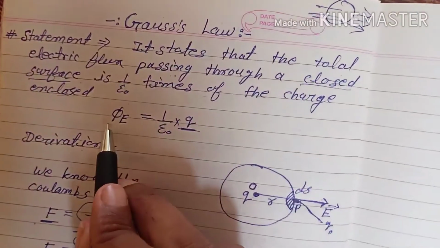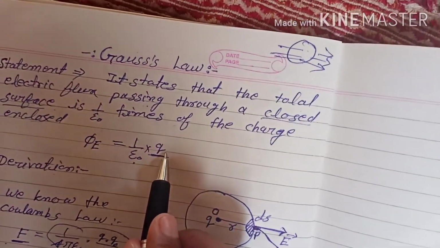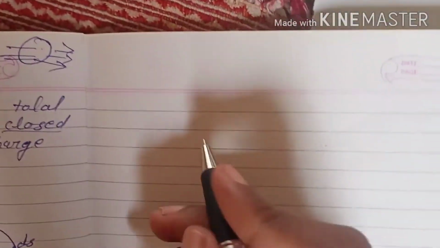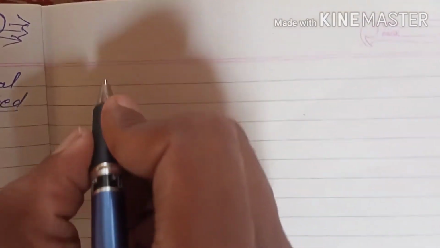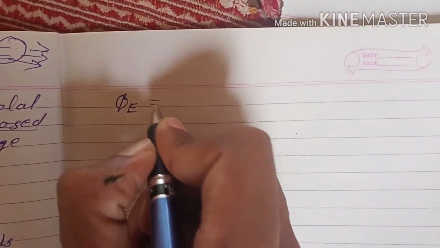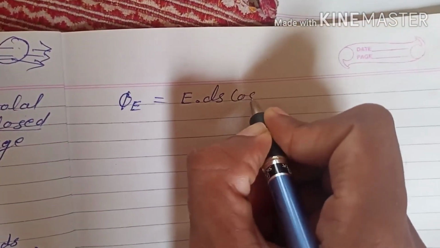Now we have to prove this. Electric flux is equal to 1 upon epsilon naught times the total charge. Okay, so we can use the formula of electric flux. What is electric flux? Phi E is equal to E dot ds cos theta.